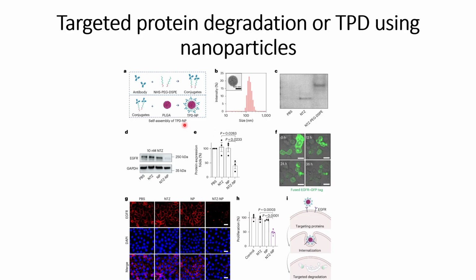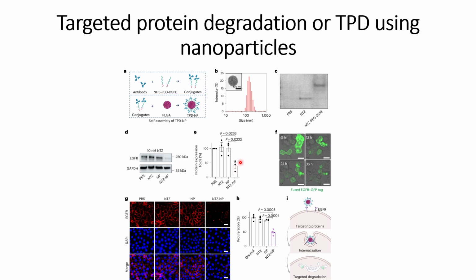And then they also checked whether the PLGA is binding to the conjugate or not using Western blot, and they can see an increase in weight of the PLGA, or these TPD nanoparticles, compared to the antibody alone. After that, they checked the targeted protein degradation, that is EGFR degradation, at 10 nanomolar of this antibody concentration, and they are able to see decreased signals for the EGFR. They have quantified this also, and the decrease is statistically significant.